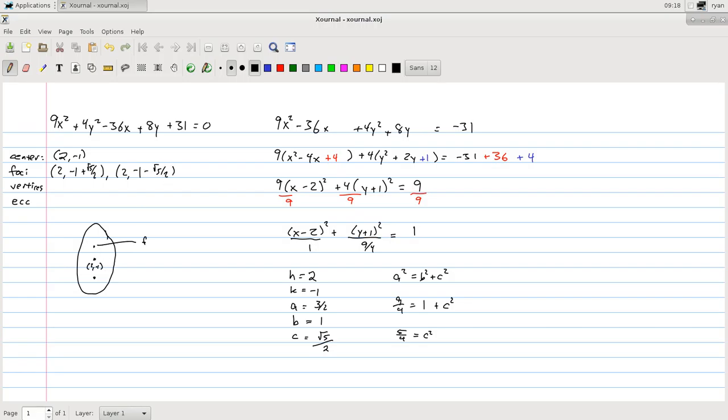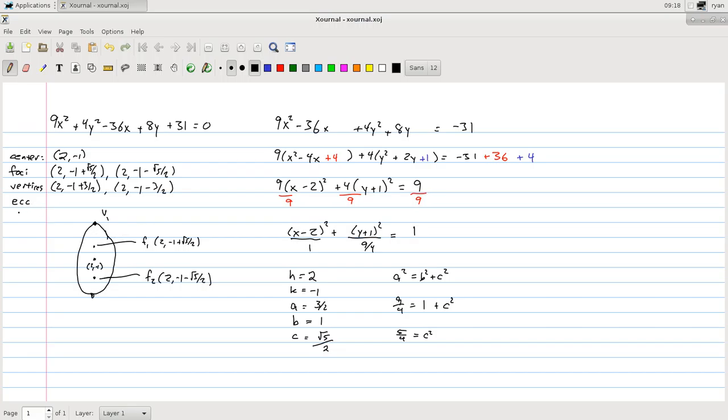So those are our two foci. The first one was (2, −1 + √5/2), and the second focus was (2, −1 − √5/2). Next up, the vertices. These are the furthest points on the ellipse from the center. So we have to go all the way up a units to get to the first vertex. We're going to go up 3/2 from our center, so this is (2, −1 + 3/2) for our top vertex. And for the one on the bottom, we're going to go from the center down 3/2 units. This is (2, −1 − 3/2).